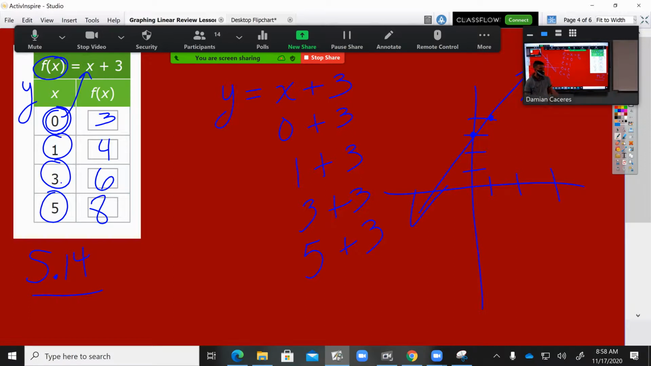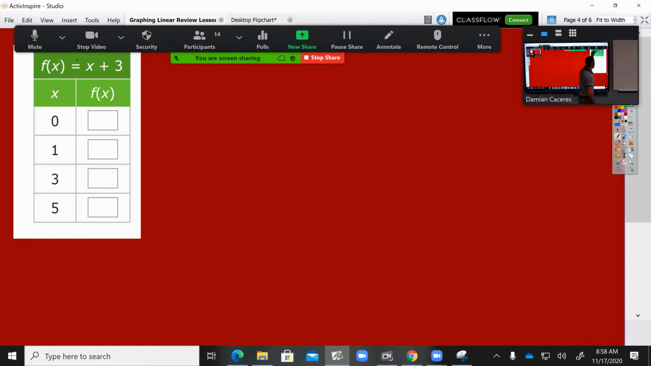Any questions on this one? Pretty simple. Now let's say this was 2x plus 3. We would do 2 times 0 plus 3, 2 times 1 plus 3, 2 times 3 plus 3, 2 times 5 plus 3. You do the same thing and solve it. Order of operations, multiplication, then you add. So 0 plus 3 would have been 3. 2 plus 3, 5. 6 plus 3, 9. And 10 plus 3, 13. Simple. That's all you do on S14.